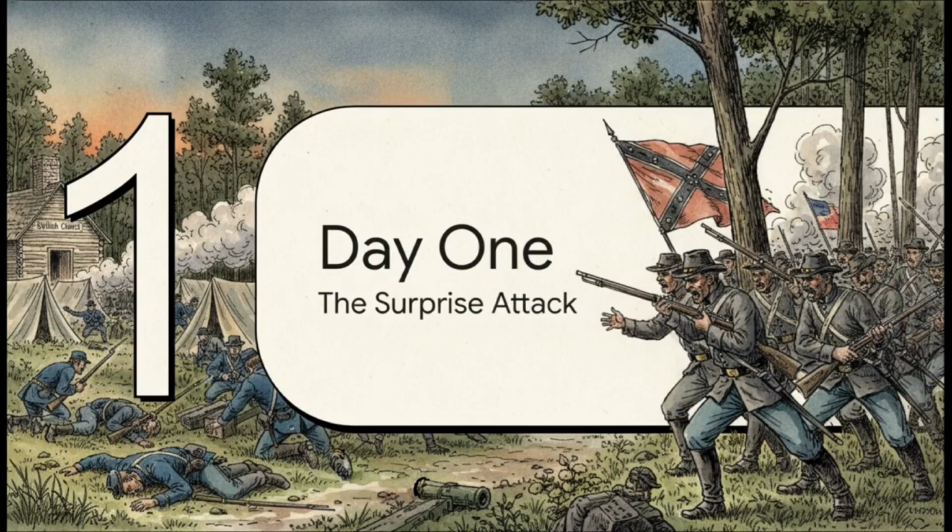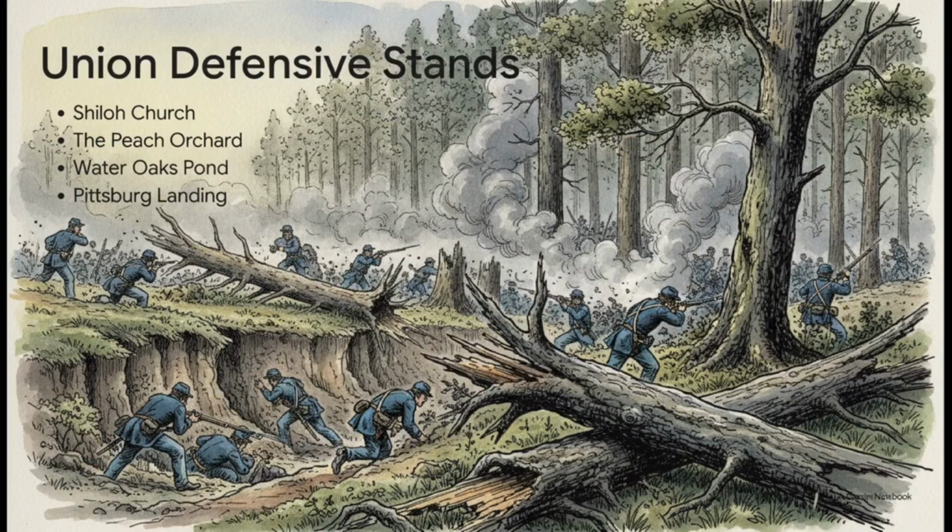Part 1. Day 1, the surprise attack. So picture this. The Union Army is camped near a small log meeting house called Shiloh Church. They had no advanced scouts out, so at dawn, they were caught completely off guard by a screaming Confederate assault.